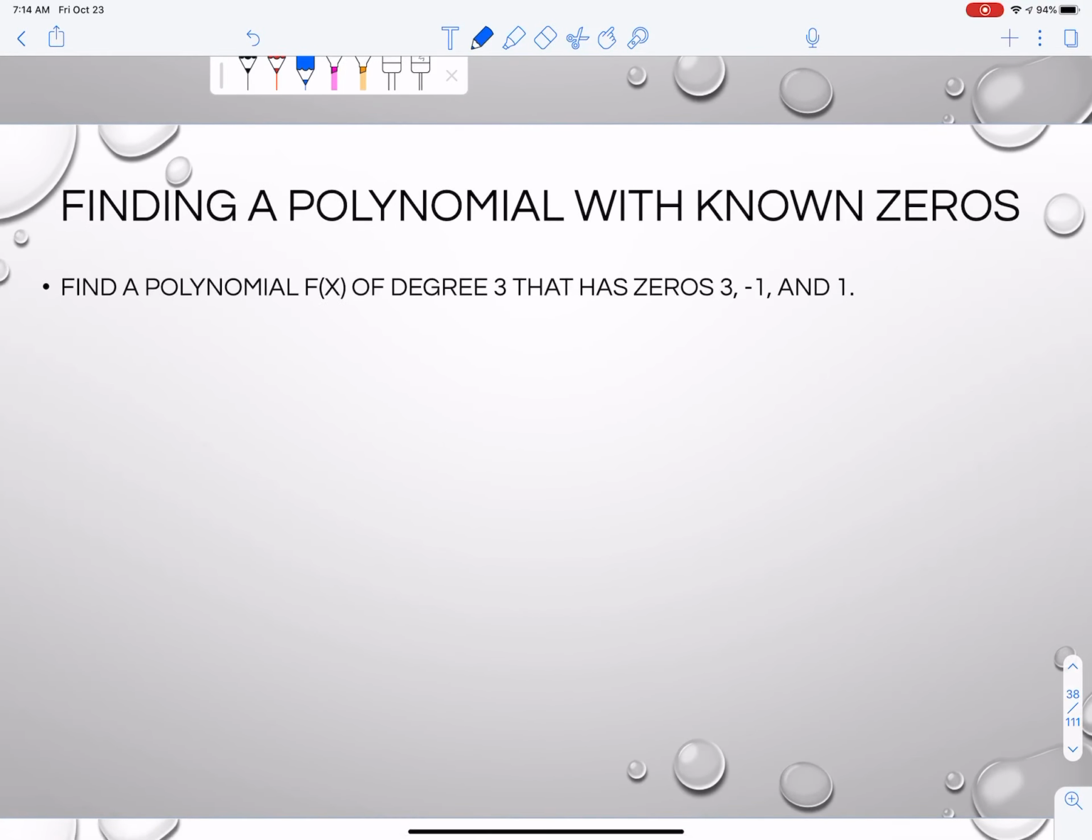So, finding a polynomial with known zeros. If I have a polynomial with zeros of 3, negative 1, and 1, I want something of degree 3. I have 3 zeros here, so I'm good. I want to work backwards and find that polynomial. x minus 3 equals 0 was the factor that x equals 3 had come from. And thus I also get x plus 1 and x minus 1 equal to 0 as well. So I have some polynomial f of x equals x minus 3 times x plus 1 times x minus 1.